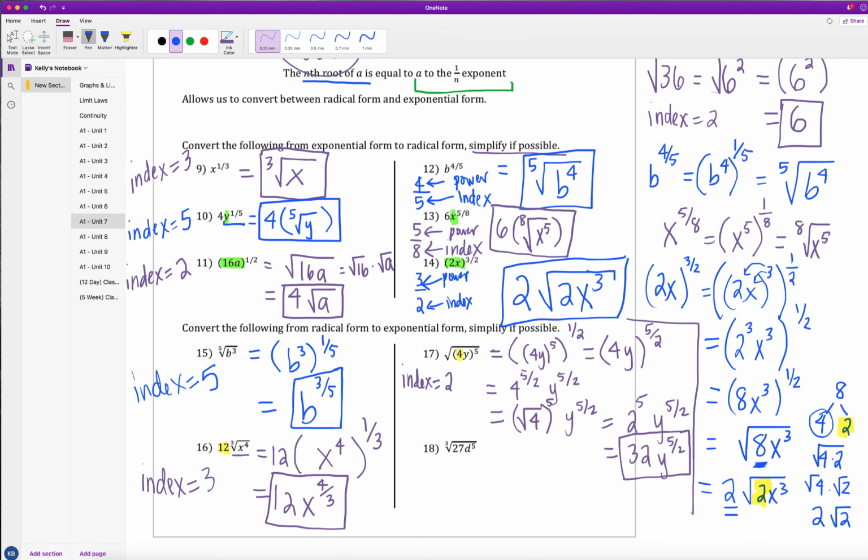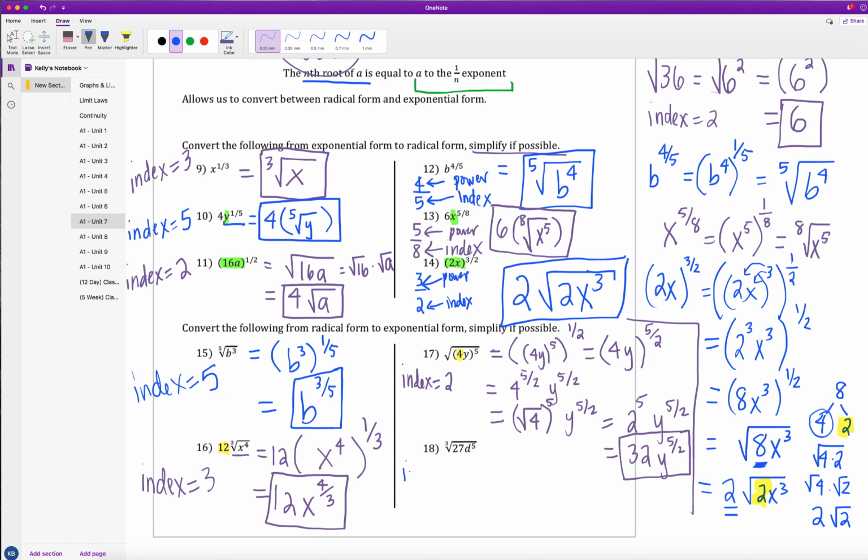Okay, let's look at example 18. In example 18, we have the cube root of 27d to the 5th. This is similar to 17 because both the 27 and the d to the 5th are inside this cube root, but the difference here is that there are no parentheses around the 27d, which means only the d is being raised to the 5th power.